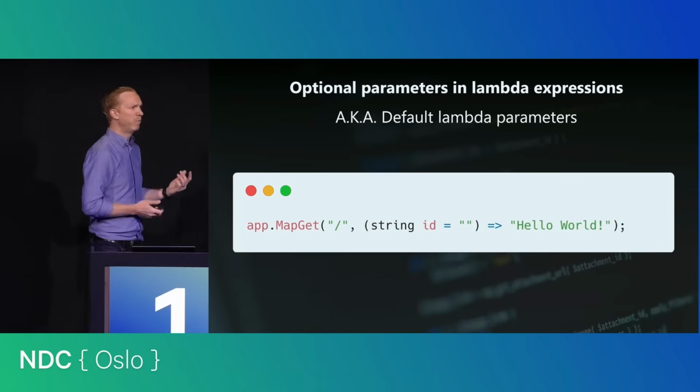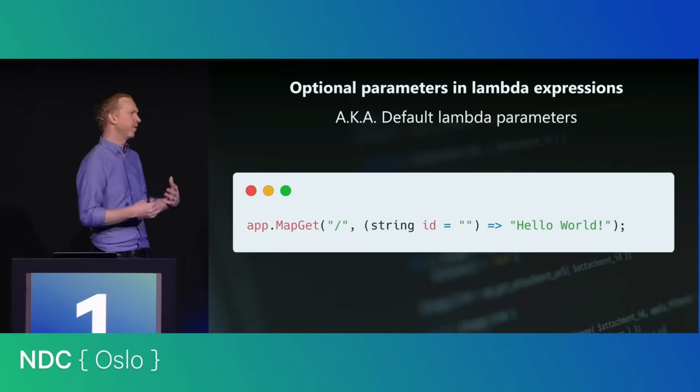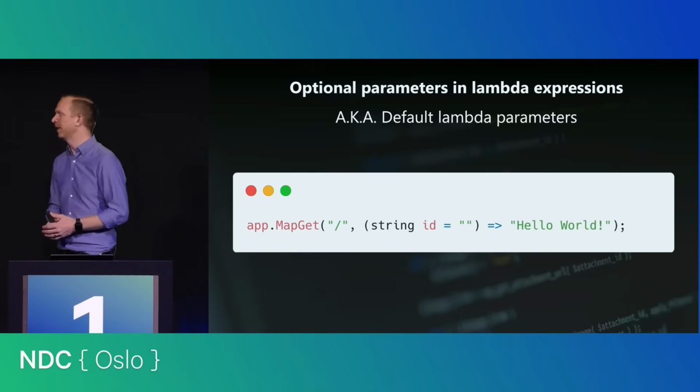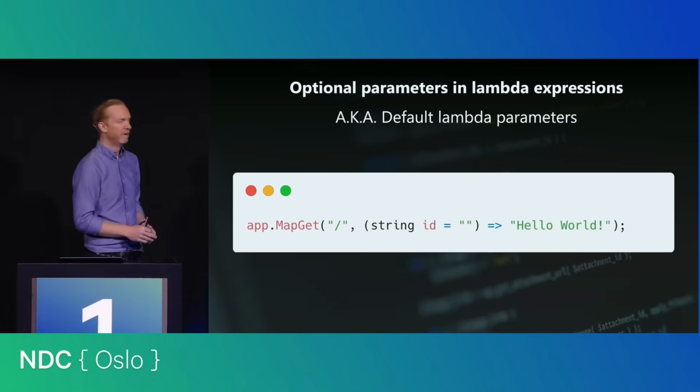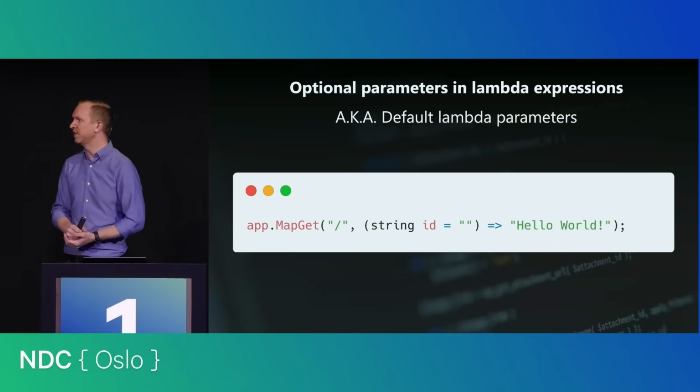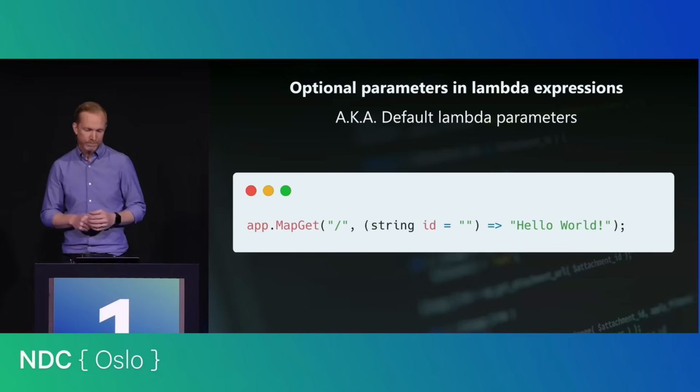And they also added optional parameters in lambdas, again, allowing us to further embrace the idea of using minimal APIs and writing code that more represents what you would actually write for normal, traditional MVC controllers and actions as well.